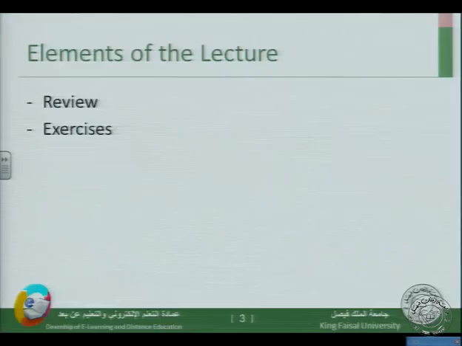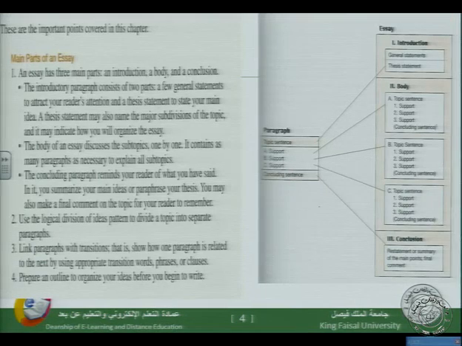For today, our 4th class, is going to be a review of all we have taken in the 1st, 2nd and 3rd class, and then exercises applying all the strategies that we have taken in the introductory paragraph, in the body paragraph, in the concluding paragraph, and using the transition signals, and to apply all of these strategies. So let us start first.